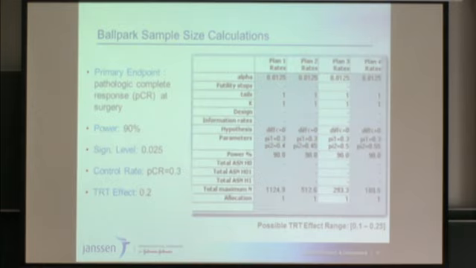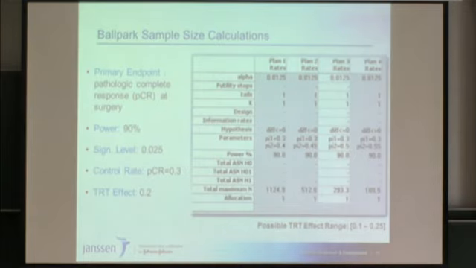Okay, so now let's see how we design this quickly. The primary endpoint in that study is the so-called pathologic complete response, pCR, at surgery, and I want to run a study now with power 90%, significance level 2.5%. Control rate, for the planning stage, I assume is the same, 0.3, and the treatment effect is a 20% difference from there, so better by 30%.